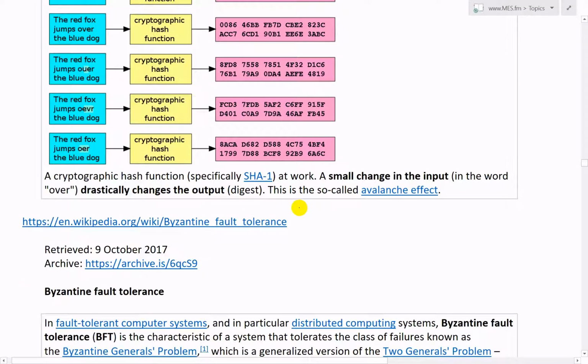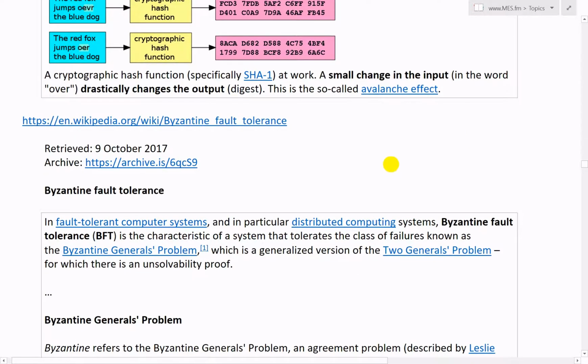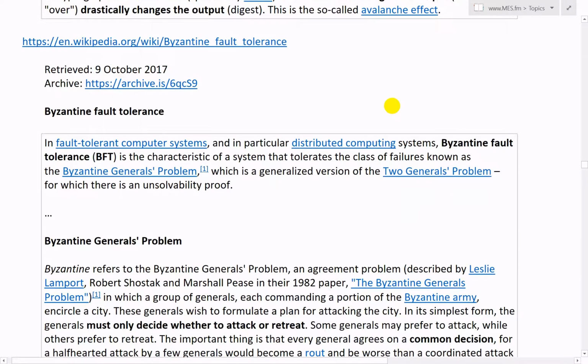This is the so-called avalanche effect. A small change has a big change later on. So now let's look at that Byzantine fault tolerance that Bitcoin was able to overcome.